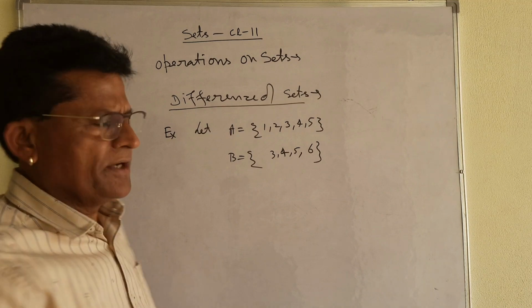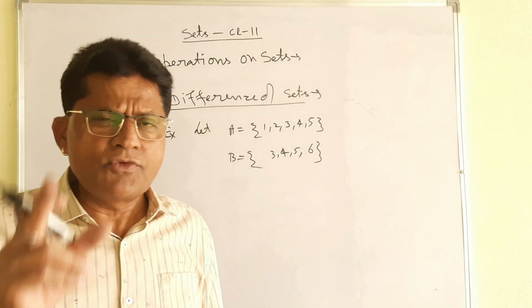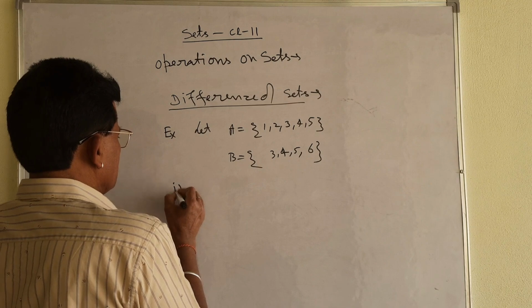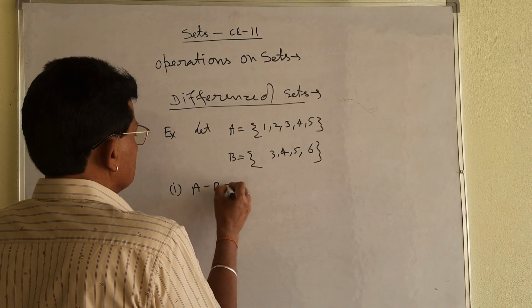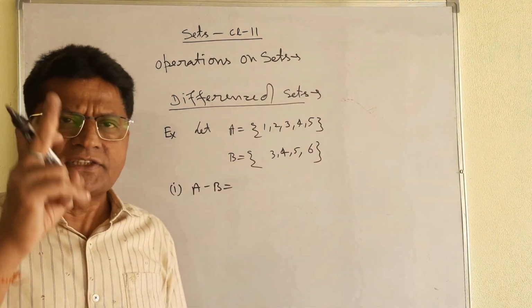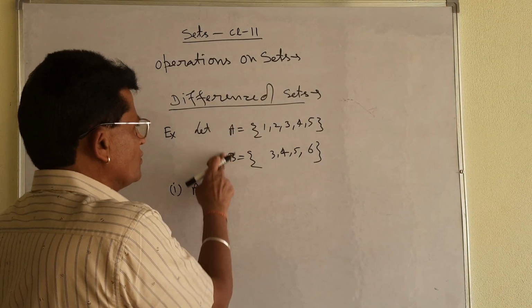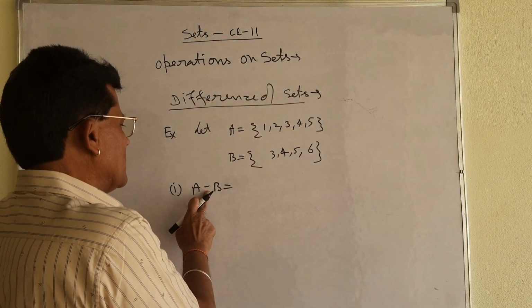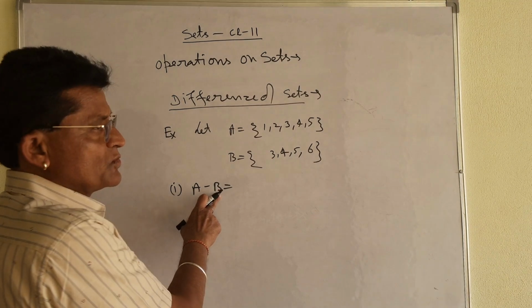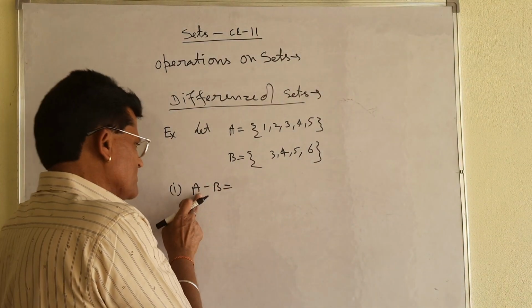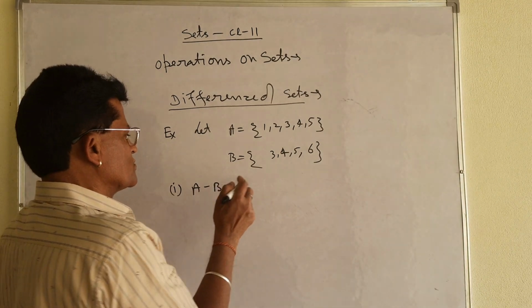These are the two sets I have taken. And how will you write the difference? Difference means, first of all, in the first case, you will find A minus B. The difference of two sets will be denoted by A minus B, the difference of A and B. Its value means elements that belong to A but do not belong to B. What is the meaning of it? Elements will belong to A but do not belong to B.